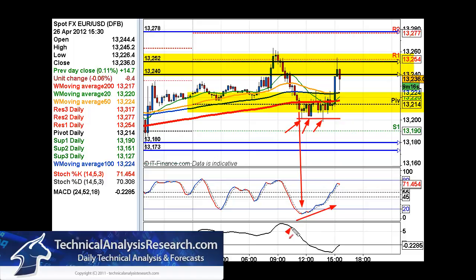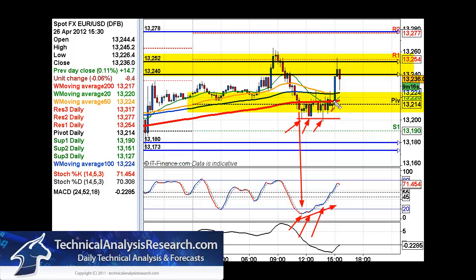Okay, so stochastic puts in its low here, then it puts in a higher low, and then it puts in a higher low. So there's two higher lows here. You've got the stochastic trending up, price is just moving to the side. So this is what's called bullish divergence right here. And this is pretty much confirming that this support point is going to hold.